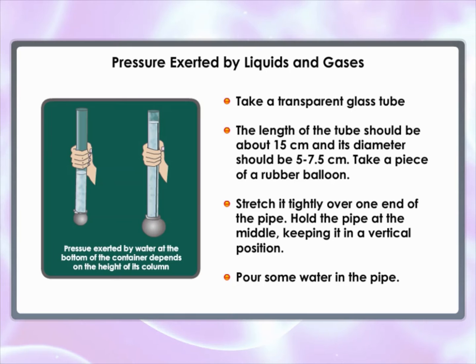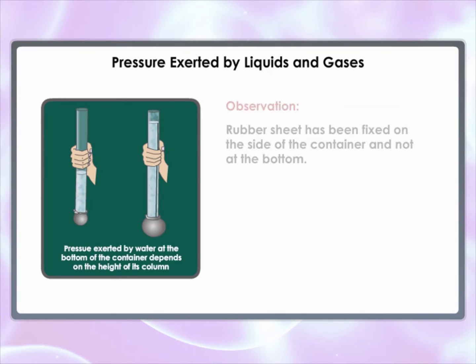Note the height of the water column in the pipe. Pour some more water. Observe again the bulge in the rubber sheet and the height of the water column in the pipe. Repeat this process a few more times. We can find that the rubber sheet has been fixed on the side of the container and not at the bottom.